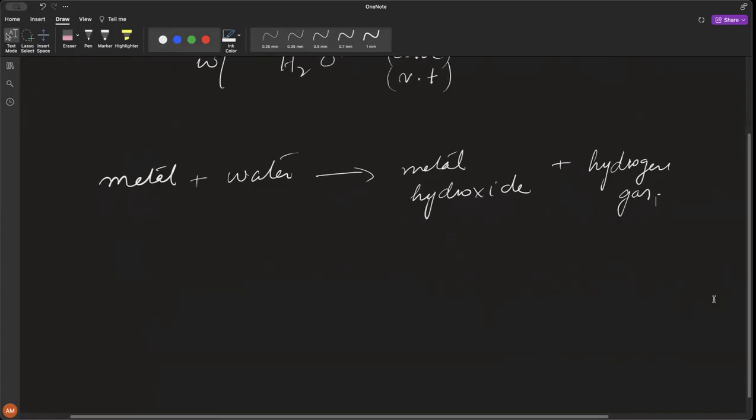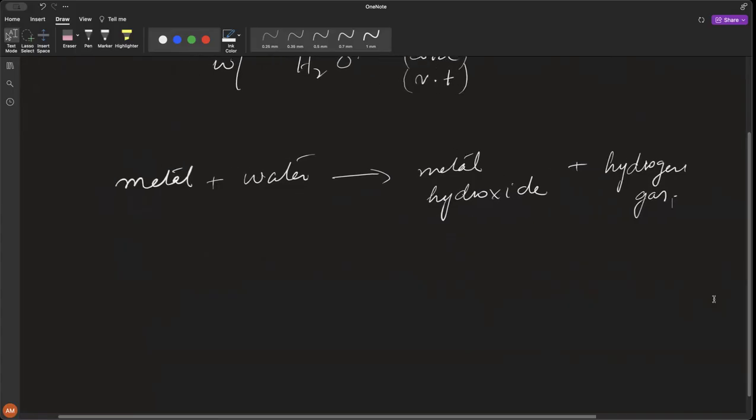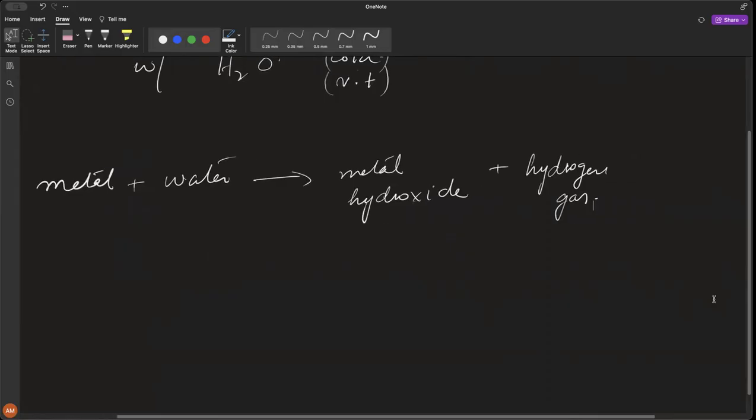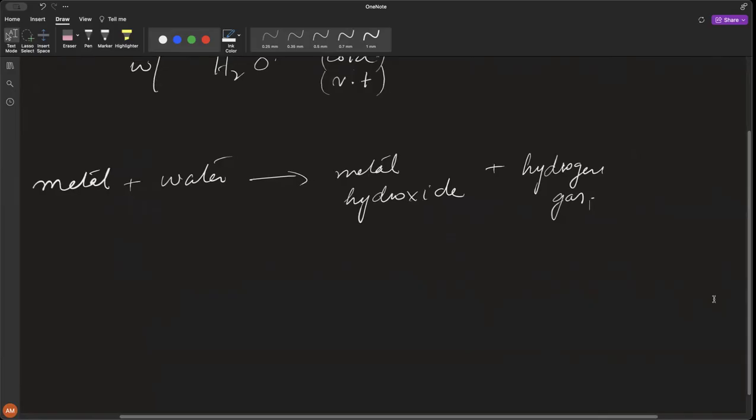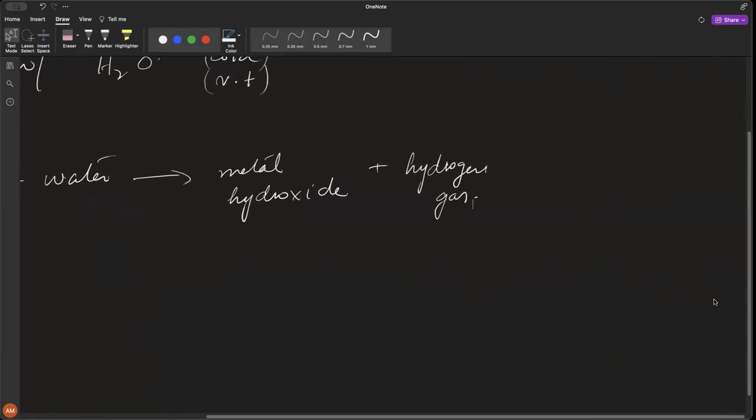Metal hydroxide and hydrogen gas. How is this performed? Basically, the reaction starts in this manner. This is generally done in this manner.